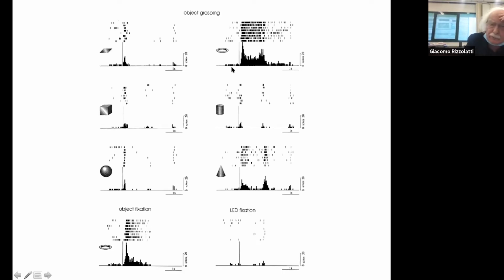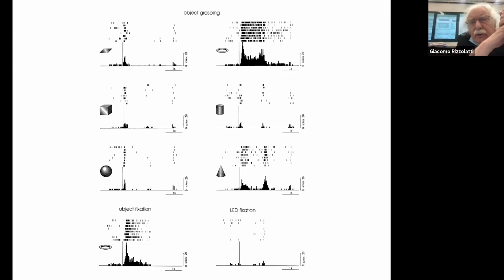What are these neurons? What is their purpose? The purpose is very simple. When you see an object, you have a circuit in the brain which includes a parietal area called AIP, anterior intraparietal, and the motor area which I described now. So you have an immediate capacity to transform an object into a motor act.